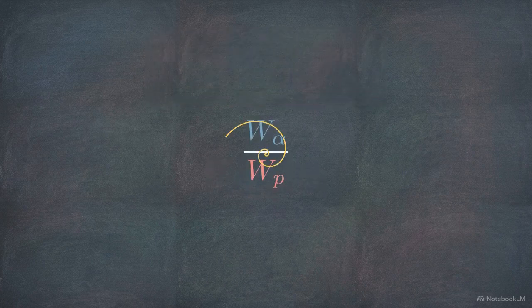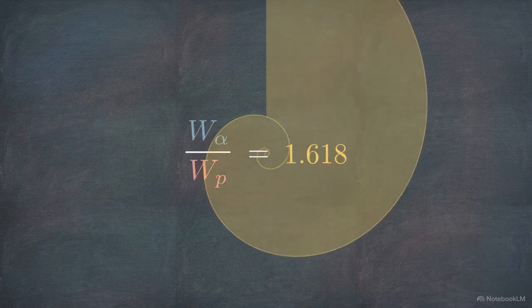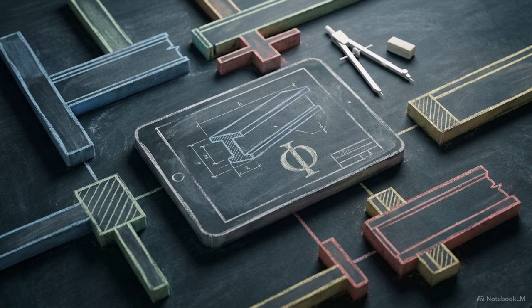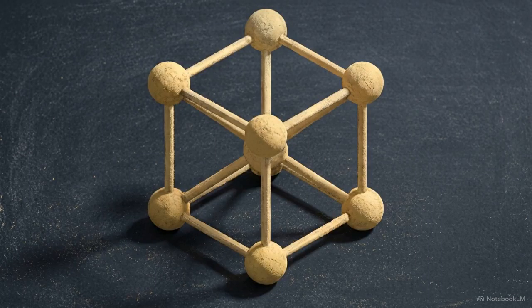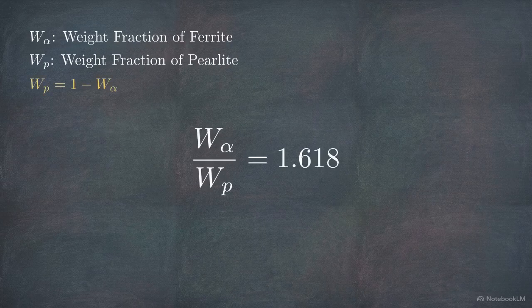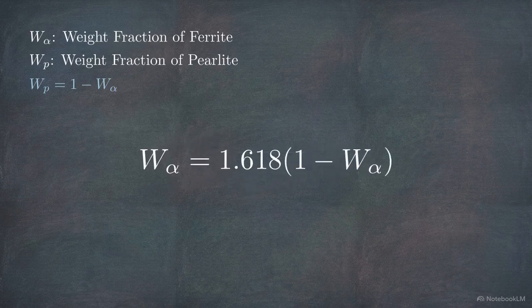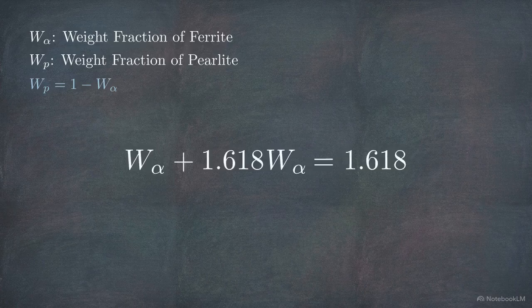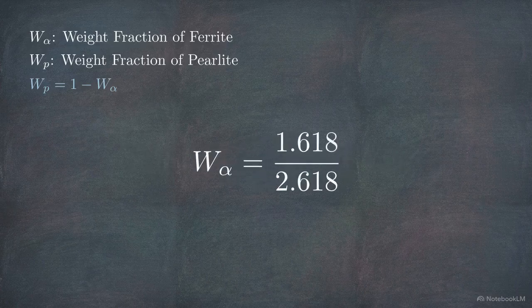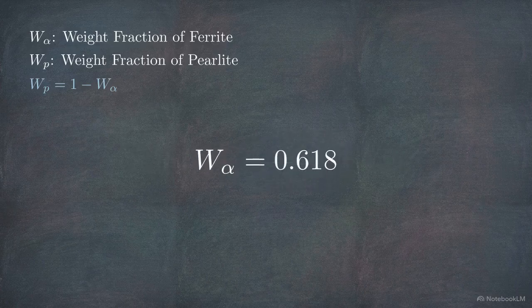In our hypothetical model, we force the ratio of these two physical structures to match the golden ratio. If a purely mathematical constant can accurately predict the physical mass percentages of an alloy, it suggests that equilibrium structures are geometrically deterministic, not just empirically observed. Formalizing the hypothesis gives us our starting calculation: the weight fraction of ferrite divided by 1 minus the weight fraction of ferrite equals 1.618. Solving this algebraic equation isolates the required weight fraction for the ferrite phase.